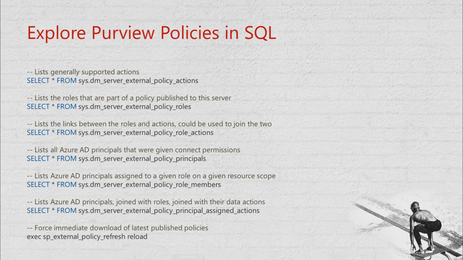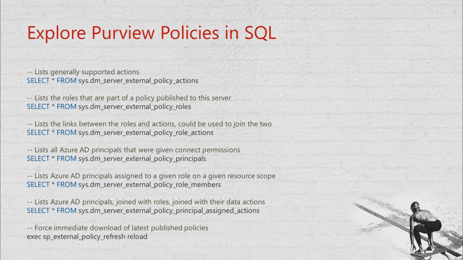Now we could also explore these Purview policies in SQL, and this is super helpful for troubleshooting purposes. For that, we exposed a couple of views and stored procedures that could help in this regard. So we could run server external policy actions to see a list of all actions. The same is for the roles. And then we have a couple of views that give more insights about how these actions and roles map. We could then see what external principals are defined in these policies, basically figuring out what Azure AD users could be granted access through these external policies.